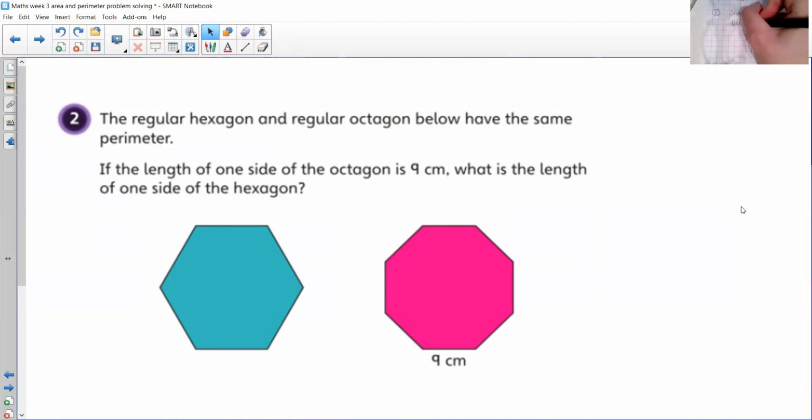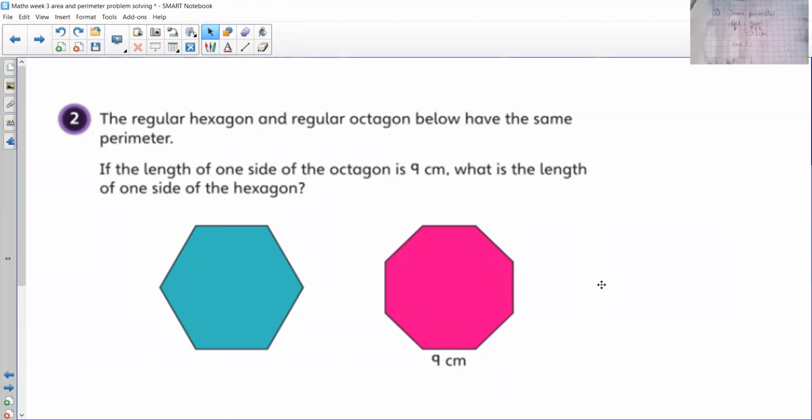So I'm going to put octagon, one side equals 9 centimetres. Right, perimeter then of the octagon, each length is the same. So I've got 9, add 9, add 9, add 9, add 9 all the way around. Or I could just do 9 times 8 because I know that there are 8 sides. 9 times 8 is 72 centimetres.